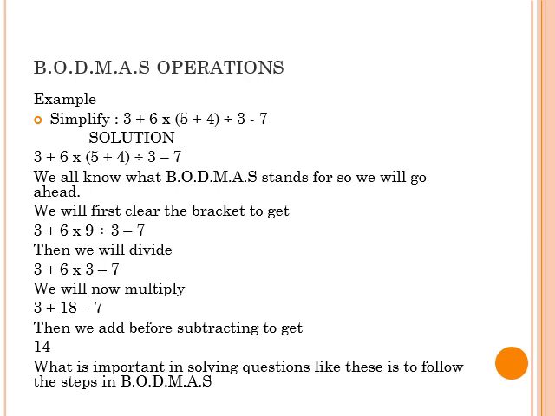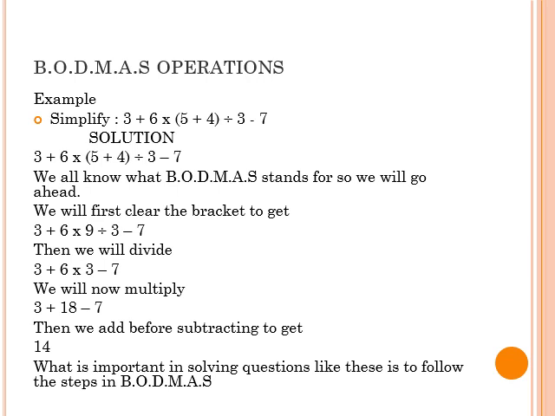So we have to clear out this bracket. The bracket is 5 plus 4. When we do 5 plus 4, we get 9. So we'll move on to this place, which says 3 plus 6 times 9 divided by 3. They have not asked us to calculate the fraction of anything, so we'll ignore the Of here and move on to the next one.